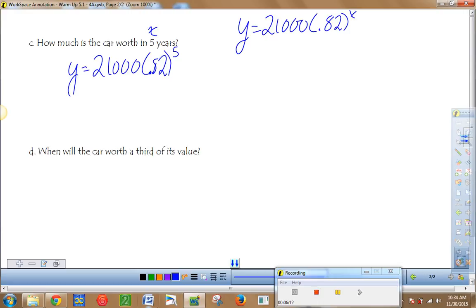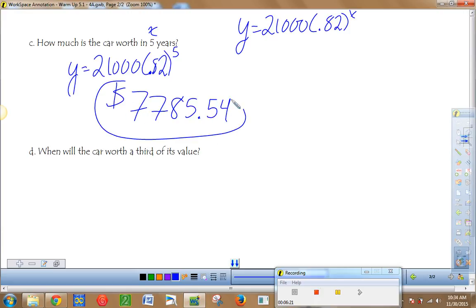Times 0.82 to the 5th power. That little caret, the little... some big numbers. 7785. 7785 point what? Give me... 253. So 54. So the car will be worth $7,785.54.